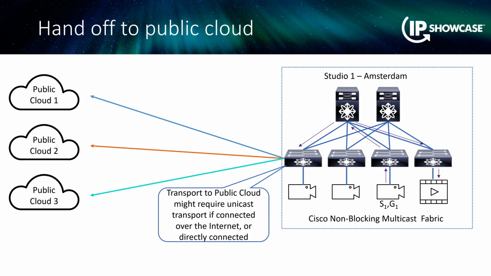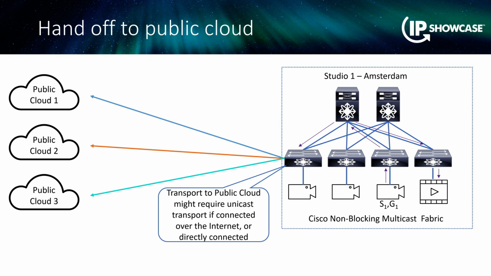So what will happen if you need to distribute that same content into the public cloud? The challenge with the public cloud is that most of them do not accept multicast traffic, or at least it's not a standard thing, and they cope way better with unicast traffic coming into the public cloud. So how do you do this?